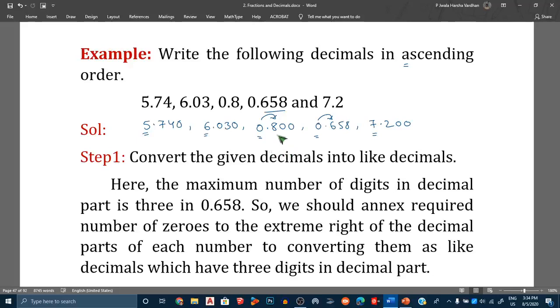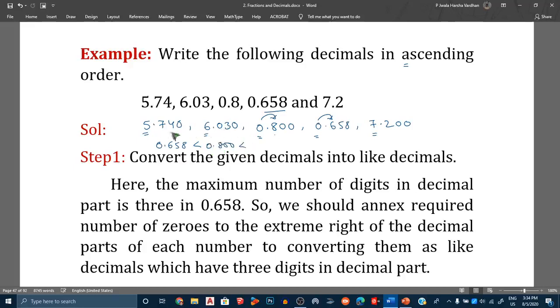So in the 1/10 part, this is 8, this is 6. So which one is the smaller here? 6 is smaller. So this is the smallest one among all these numbers. So you should write here first 0.658 is the first number, which is less than 0.800. These two numbers are over.